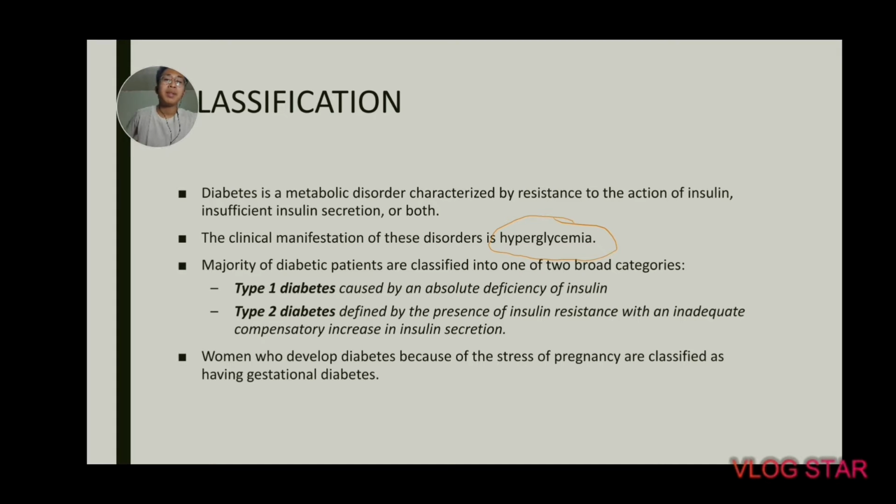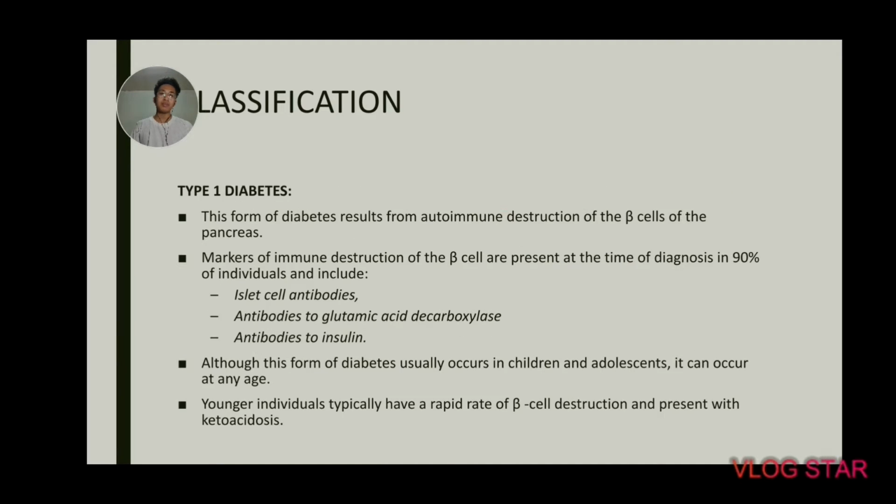Women who develop diabetes because of the stress of pregnancy are classified as having gestational diabetes. But since our subject for today is immunology, we'll only be talking about type 1 diabetes, which is an autoimmune disease. This results from an autoimmune destruction of beta cells of the pancreas.